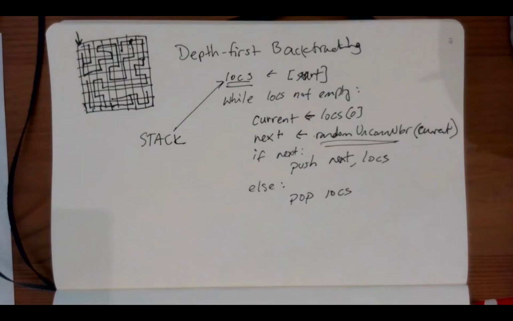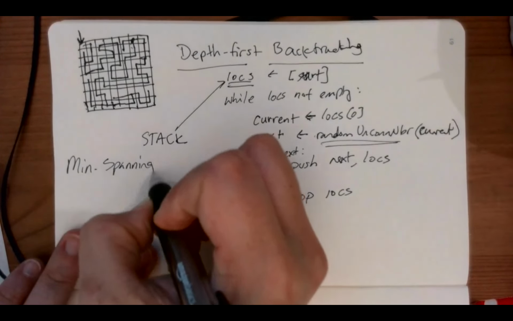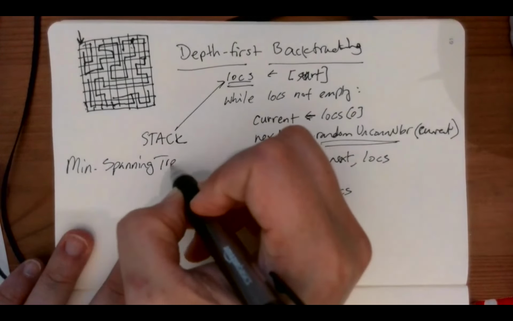So that's the depth first backtracking algorithm. And there's an alternative to depth first backtracking algorithm, which I'm not going to get into too much, because you've probably seen it in other classes, I would expect. So minimum spanning tree, or MST algorithms, operate on weighted graphs. Generally, you assume that they're undirected.